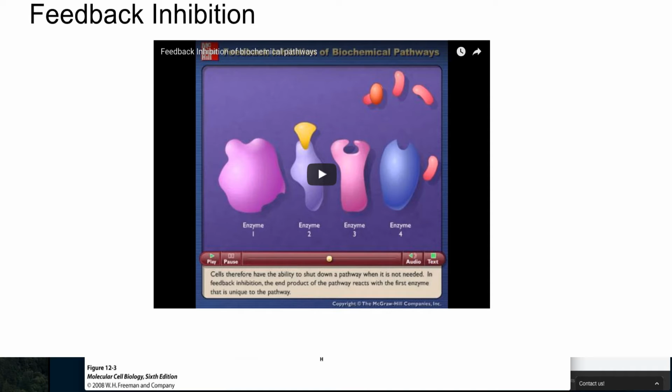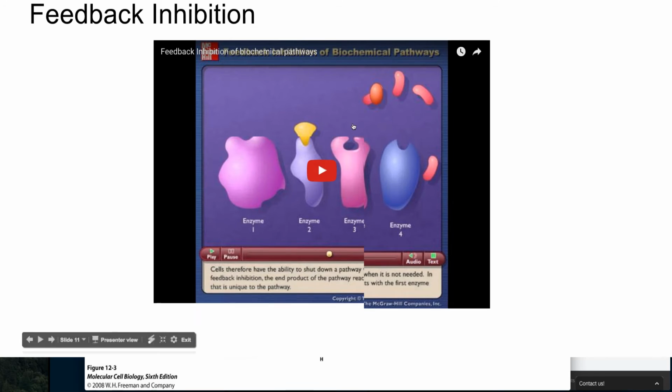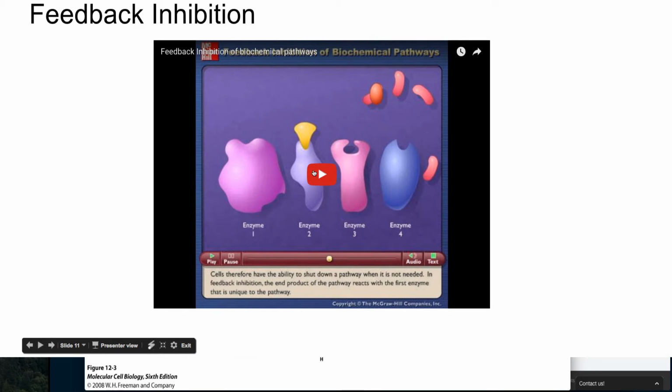All right, going to number 11, feedback inhibition. Enzymes will constantly crank out product if you let them. There's no brain that necessarily controls them, so there has to be some kind of mechanism to prevent enzymes from wasting all this energy and all these resources, kicking out products that the cell or the organism doesn't need at that time.